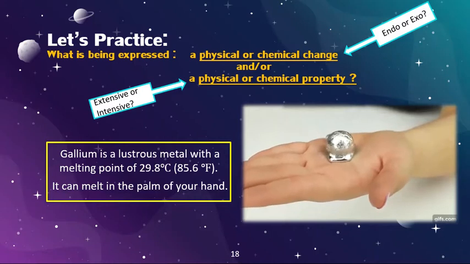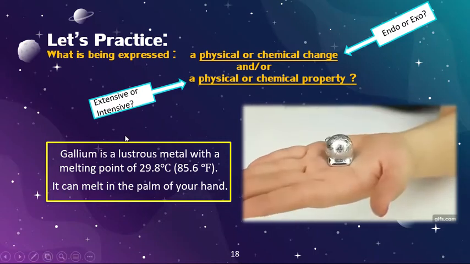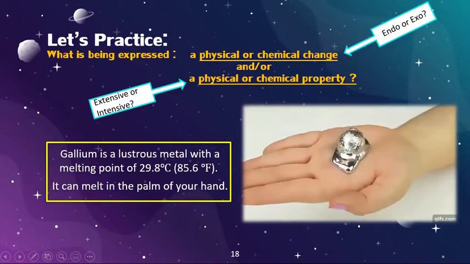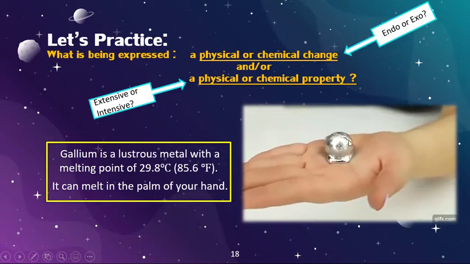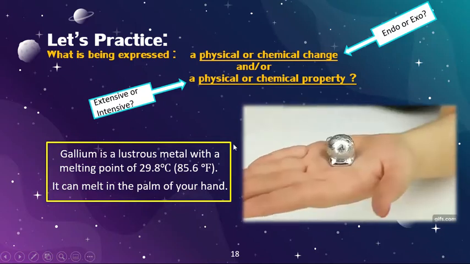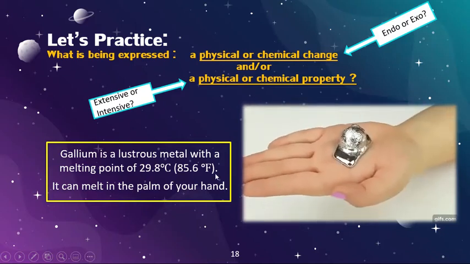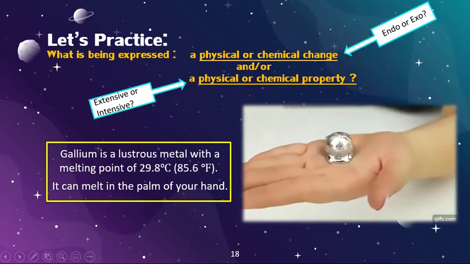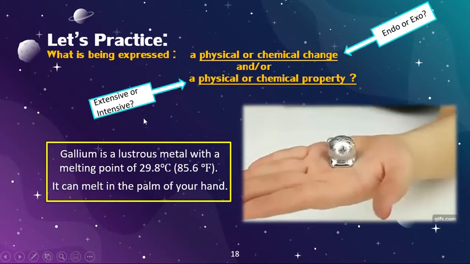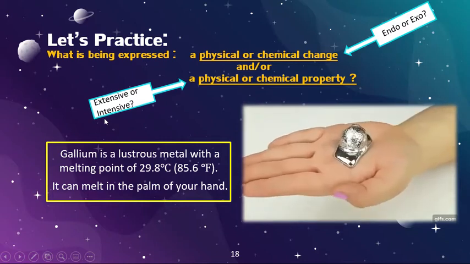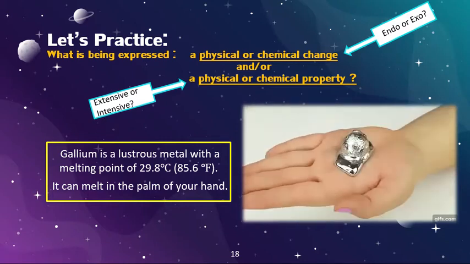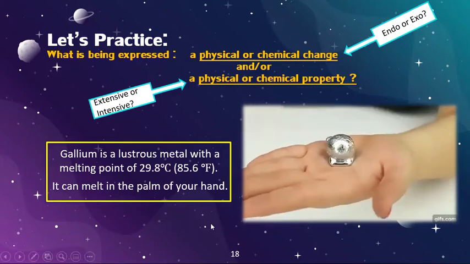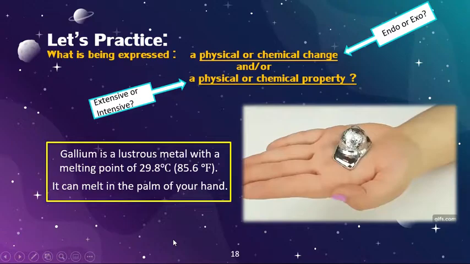Is this change extensive or intensive? So think about it. Shiny. It doesn't matter how much gallium you have to observe the fact that it's shiny. It also doesn't matter how much gallium you have when you're examining its melting point. The melting point's always going to be the same for this metal. So with that in mind, we can say that melting point and the luster are both intensive physical properties because they are independent of the amount of matter that's present.